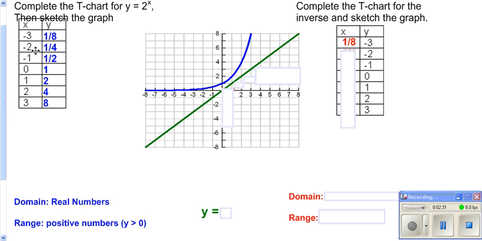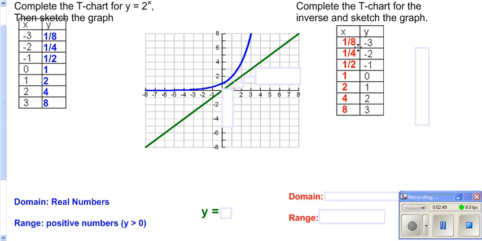Here you started out with -2 and you got out 1/4. Now you got to undo that. You want to get out -2, so what do you have to put in? Well, that's that 1/4. Now, it's really just taking your t-chart here and flipping your x's and y's around.